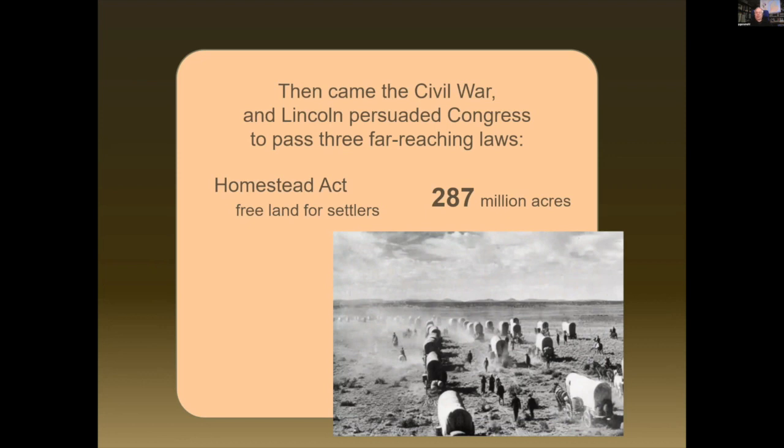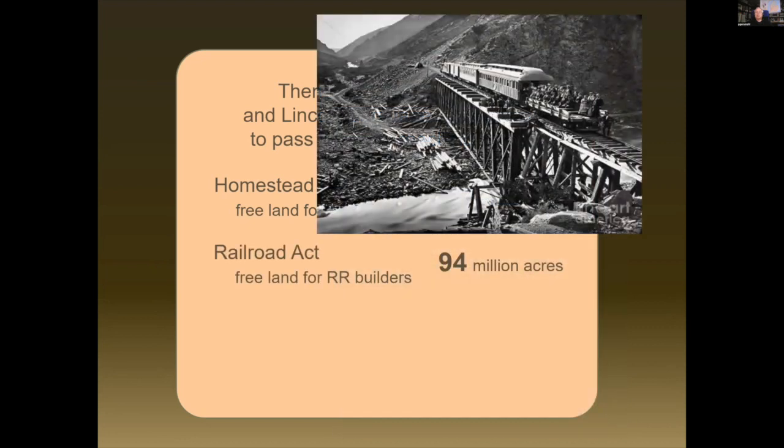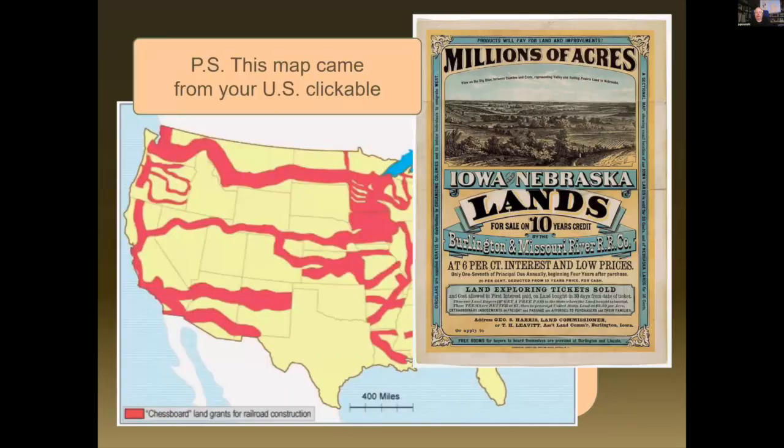And it was given away essentially free to settlers who would go out there. The Railroad Act provided 90 million acres for 5 different railroads. Your clickable map of the US actually has a map of those railroad land grants and who got them and who didn't. Notice Oklahoma is missing because that was Indian land at the time, and we didn't want to give any railroads to them anyway.